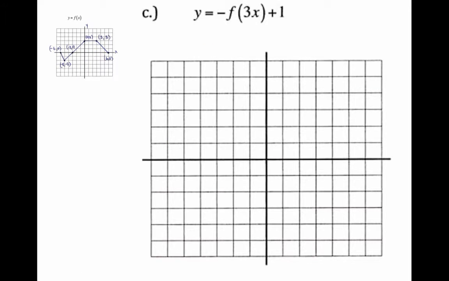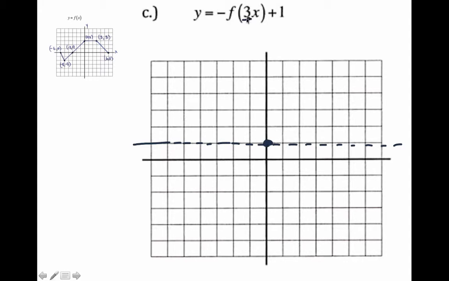The third transformation, a little bit more complicated. Take care of h first. There is no h. Take care of k, +1, so everything is moved up 1. This is like a new xy axis. This is the new origin.